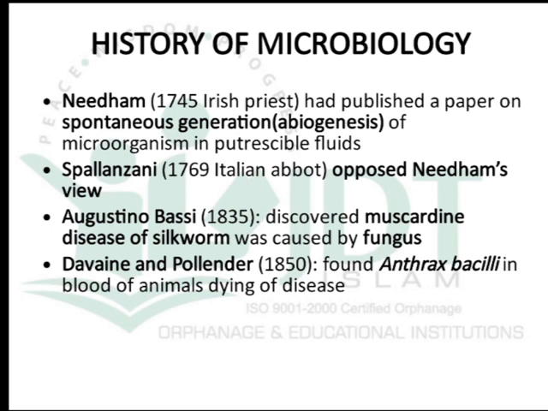After Antony van Leeuwenhoek, in 1745, an Irish priest known as Needham published a paper on spontaneous generation or abiogenesis of microorganisms in putrescible fluid. He postulated that microorganisms are generated spontaneously. But after further study, Spallanzani in 1769 opposed Needham's view, showing that microorganisms are not generated spontaneously. Then in 1835, Agostino Bassi discovered that the muscardine disease of silkworm was caused by a fungus. Then in 1850, Davaine and Rayer found anthrax bacillus in the blood of animals dying of anthrax.